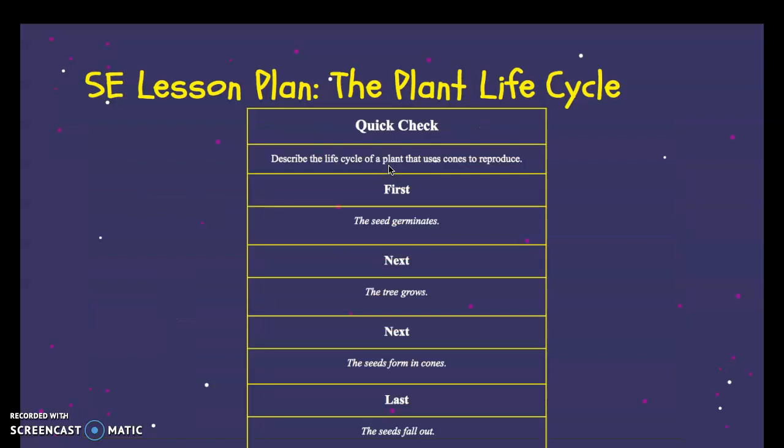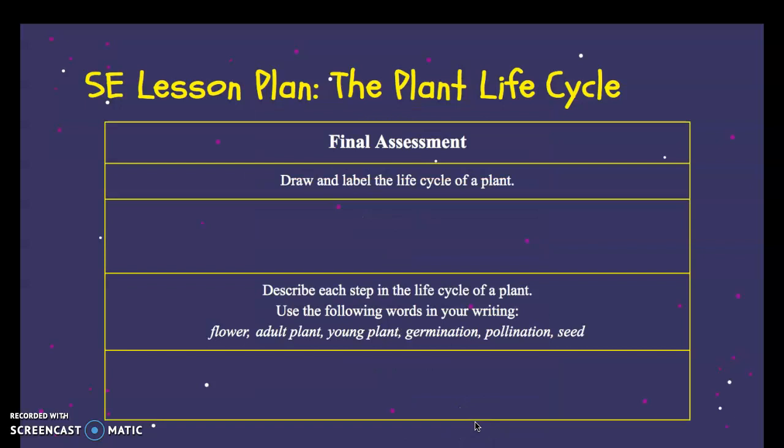They'll describe the life cycle of a plant that uses cones to reproduce, and so they will have to produce what happens first, next, the 2 things that happen in the middle, and then last. And then their final assessment will be to draw and label their life cycle of a plant, and then to do their writing assignment.